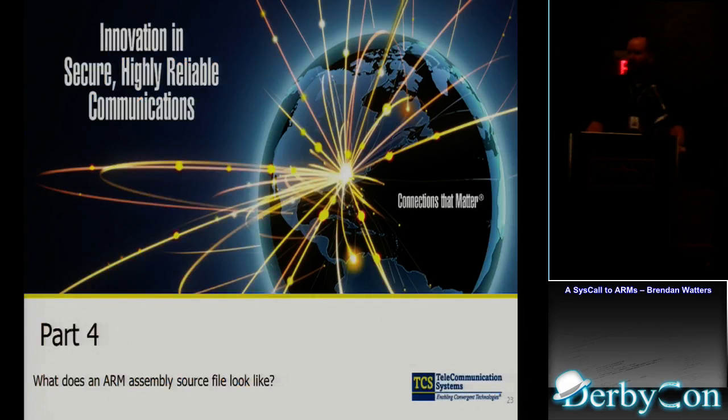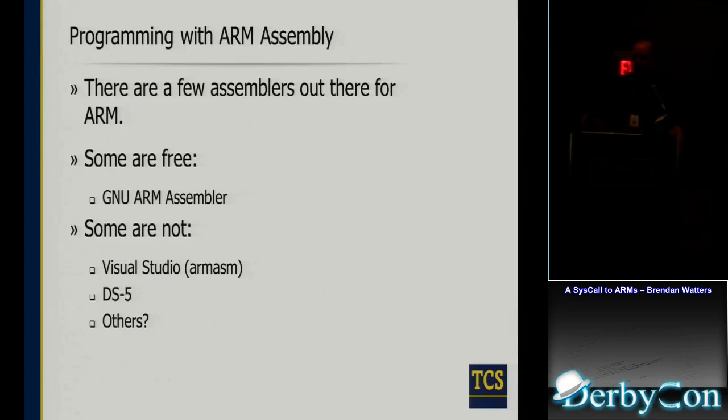Okay, so let's talk really briefly about what it's going to look like if we pop open an ARM assembly file. There are a couple of assemblers out there that we can use. Frankly, I'm cheap. I imagine most of the people in this room are too. You'll find me using the GNU ARM assembler. It's free. It's called gas. You can go out and buy some. I've never bought one because gas is fine for me. You can if you want to.